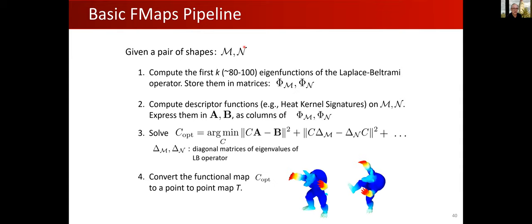So given, say, the two shapes M and N, we compute the first 100 eigenfunctions of both and store them as matrices. And then we have some set of probe functions, some descriptors, like the heat kernel signatures on M and N that we want to preserve. And again, we express these as matrices in terms of the basis functions. And now we are solving this optimization problem shown here, where we are trying to minimize a number of errors. One of them is the preservation of descriptors, that C applied to A should give B. And then we have the regularizer that I mentioned. In this case, I added the one that says C should commute with the Laplacian so as to preserve length. And by solving this optimization problem, we obtain a functional map. And then, of course, we have to convert that back to a point-to-point map to finish the job.